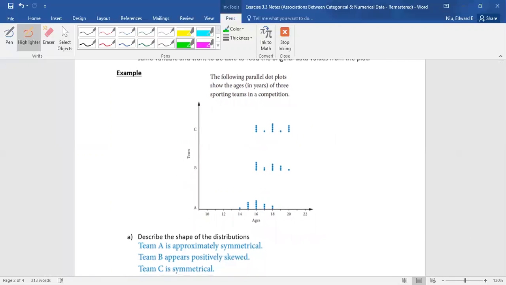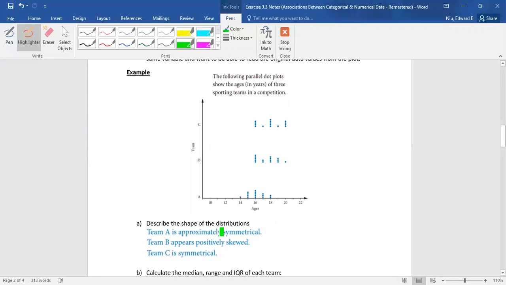If we were to describe the shape of the distributions, team A here is pretty much symmetrical. You've got a peak at 16 and then even distributions or close to on either side of 16. Team B appears to be positively skewed, so it's running away from the positive. Most of it is loaded towards 0. Team C is roughly symmetrical too, because we've got 3 even peaks with a few people in between. So there's a balance on either side of the peaks.